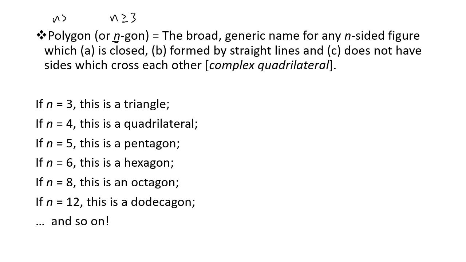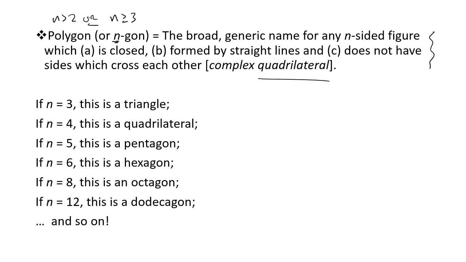So n is greater than 2, or greater than or equal to 3, however you want to think about it. You can see it's a very similar definition to what we've had before. This is the generic name for any n-sided figure. Again, it needs to be closed, straight lines, and the lines should not cross each other. And again, if they do, then it forms a complex polygon, which we're not going to talk about in this class. It's a little bit beyond the scope of what we're doing here.